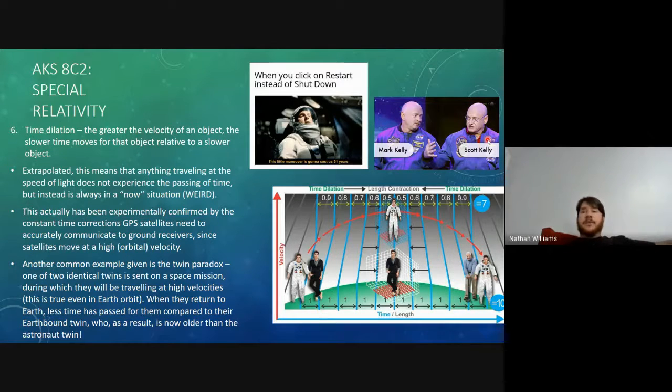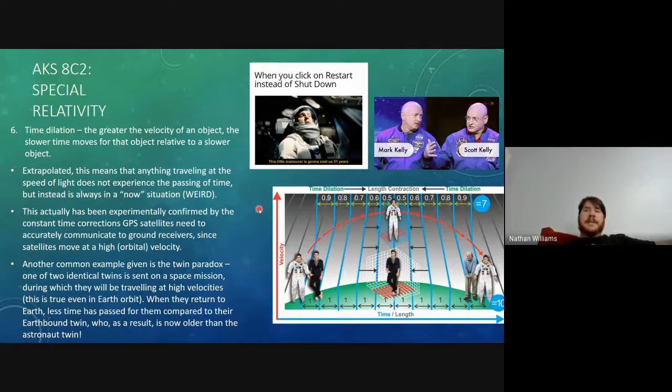And so you have this situation where Mark is now actually older than Scott, because Scott has spent more time, with time going by more slowly for him than it has for Mark, because he has spent a fairly significant portion of his life moving at orbital velocities, which are fast enough to cause this effect.